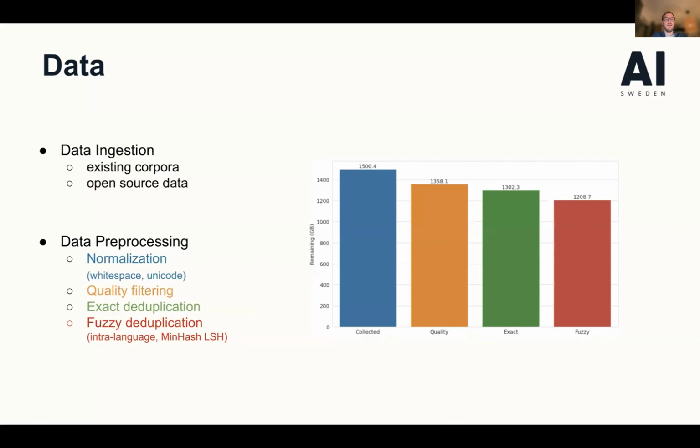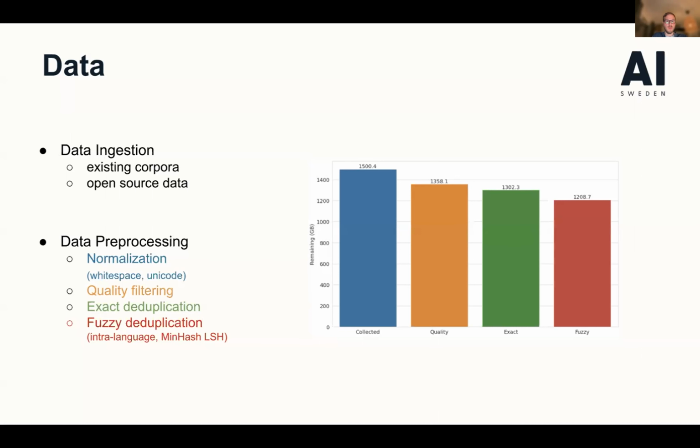So regarding data, we used existing corpora. I'm going to show you which ones on the next slide, and also some open source data that we partly also scraped and gathered ourselves. And the existing corpora were mainly the English data, and the open source data was mainly for the Nordic languages. And after data ingestion, we used several methods for data preprocessing.